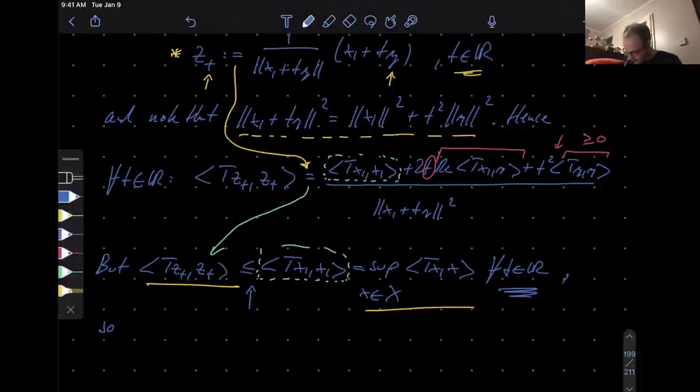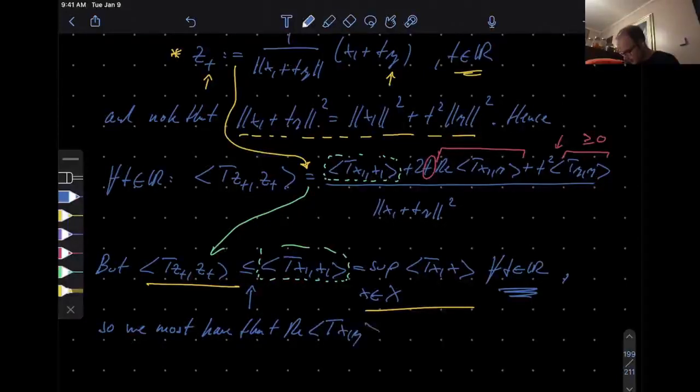Okay? So I'll leave that to you to check. That's not hard. So we must have that the linear term is gone, and that happens precisely when the real part of ⟨Tx1, y⟩ is equal to 0. Okay? So that's half of it.